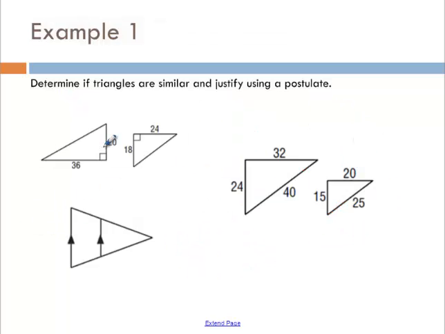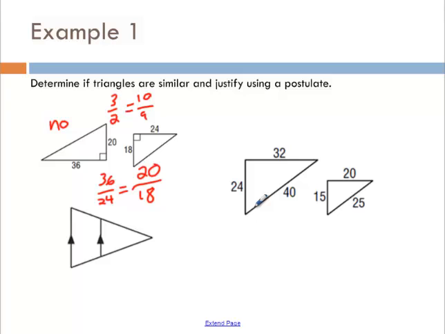Determine if these triangles are similar and justify using a postulate. Well, on the first one, I know angles are congruent. I'm going to check proportions. So I'm going to do 36 over 24, and I'm picking 36 and 24 because they're the biggest of the two. You always match smallest side with smallest side and biggest side with biggest side. When you simplify, 20 over 18 becomes 10 over 9, and 36 over 24, both divisible by 12, becomes 3 over 2. So these are no, they're not proportional.